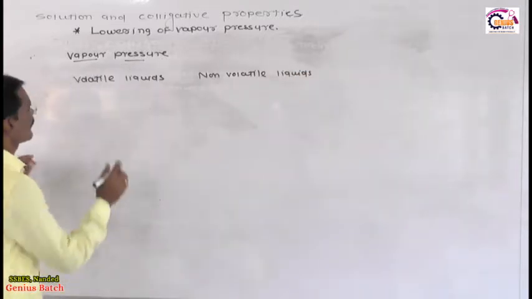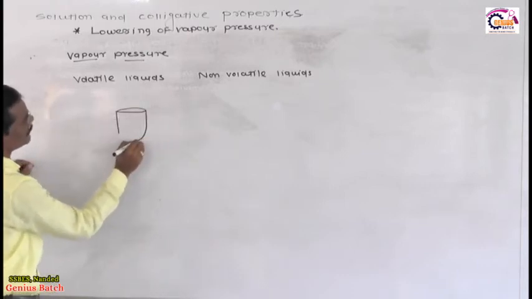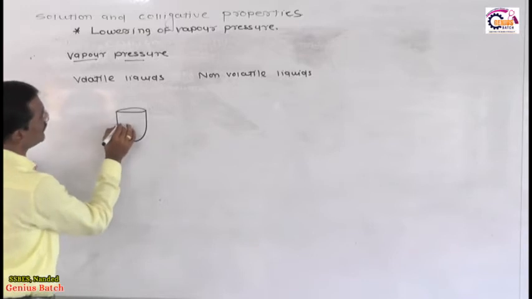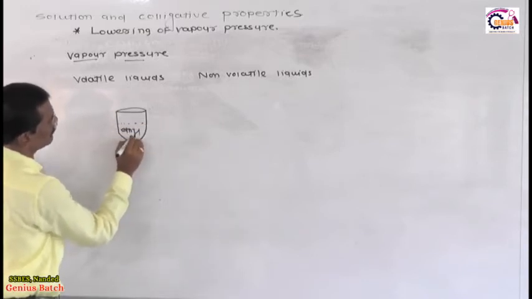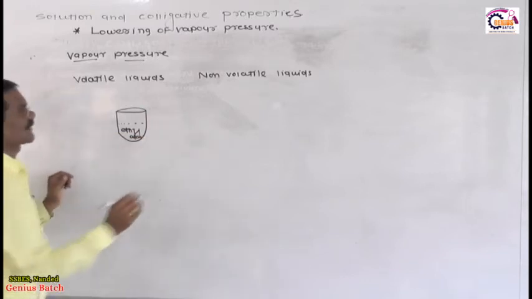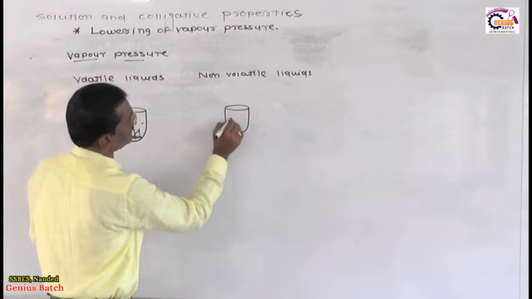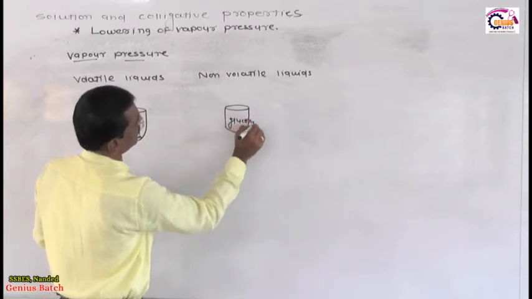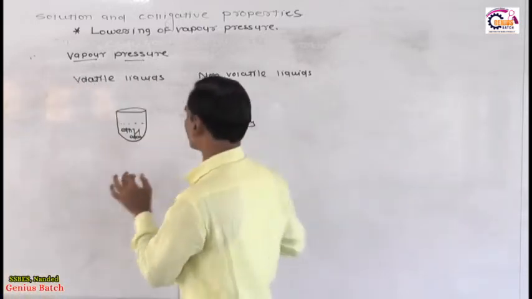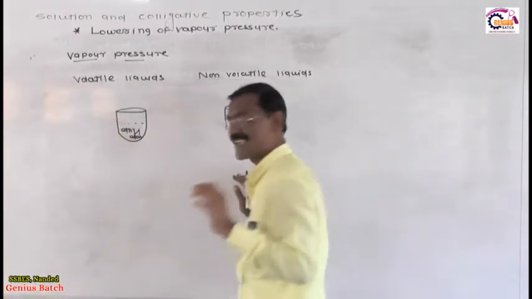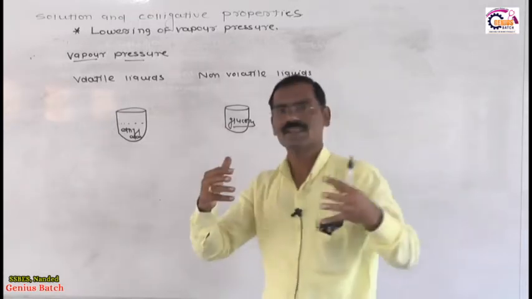Now what is the meaning of volatile liquid? Suppose we have this beaker, dear friends, and inside this beaker we have taken ethyl alcohol. And suppose in a second beaker we have taken glycerol, which means trihydroxy alcohol. Both are alcohols. What is the difference between these two? The intermolecular force in ethyl alcohol is weaker as compared to glycerol, because in glycerol there are 3 hydrogen bonds.